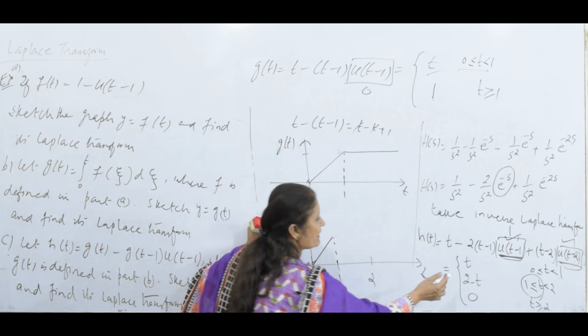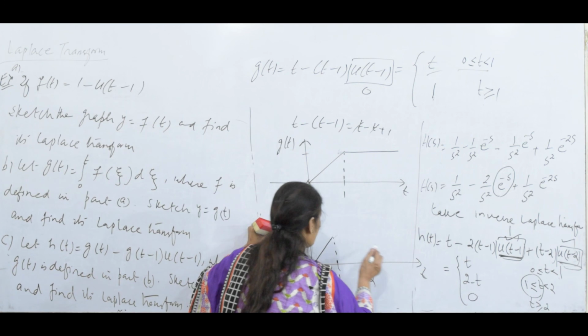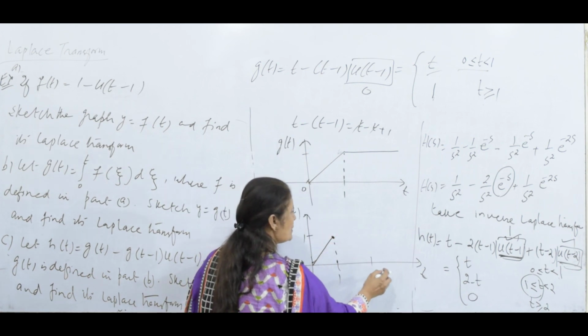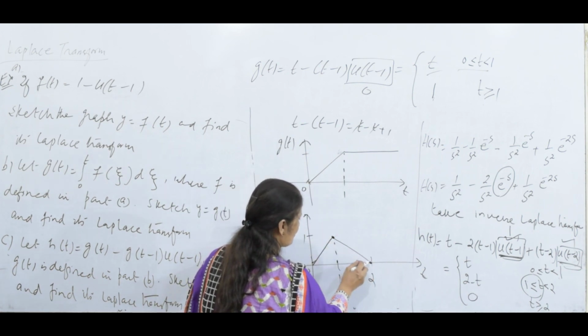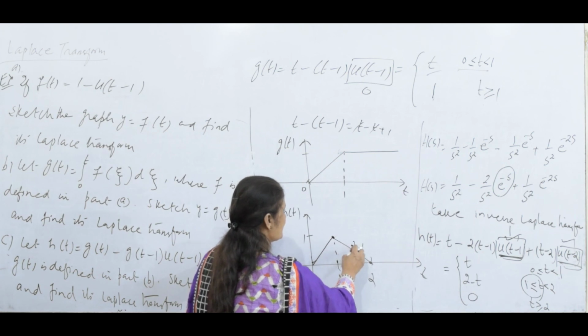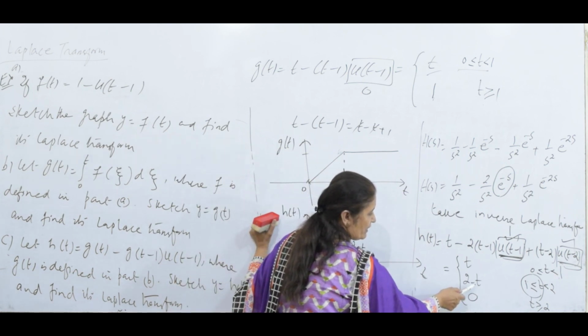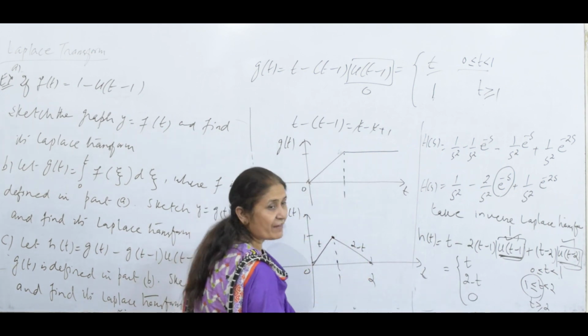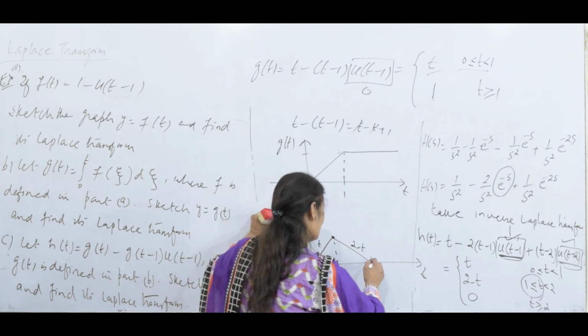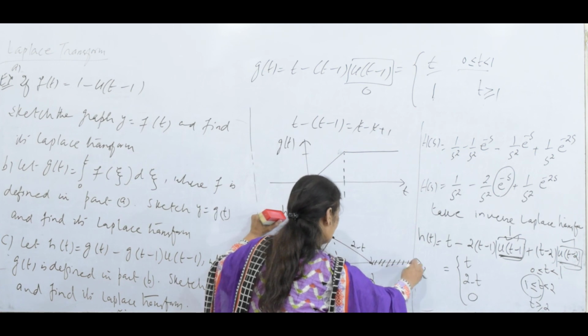Let us sketch. When t is 1, it is 1. When t is 2, it is 0. So this is going to be the 2 minus t graph, and this is t. When t is 1, it is 1. When t is 2, it is 0. And when t is greater than or equal to 2, it is 0. Zero is going to be shown like this.